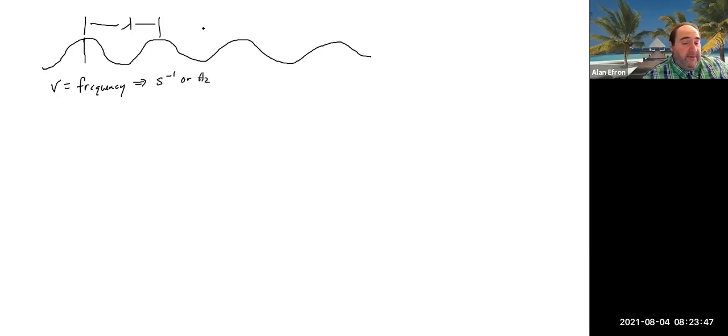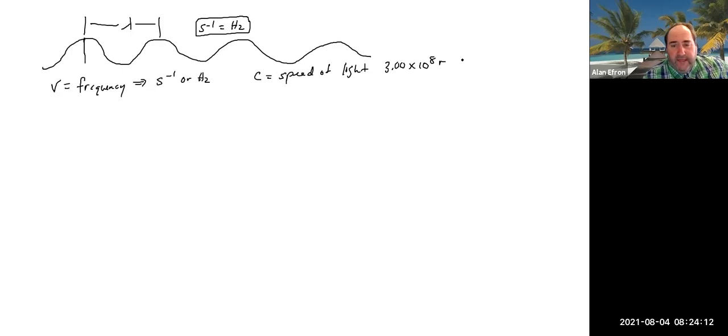And remember that those things really are the same. So a reciprocal second is the same thing as a hertz. So those are basically a one-to-one conversion. We also talk about the speed of a wave, and c is a constant, which is the speed of light. And that was our 3 times 10 to the 8 meters per second.